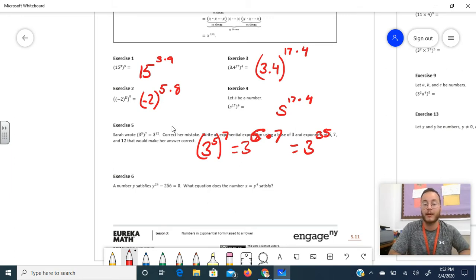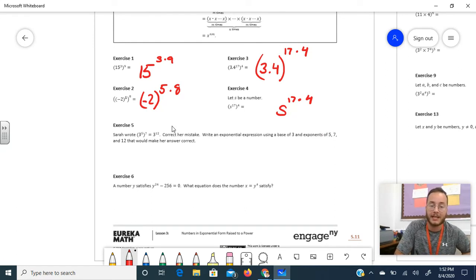So she didn't do that right, or she has the right answer to a different problem, sorry. It wants you to write an expression using a base of 3 and the exponents of 5, 7, and 12 that would make her answer correct. They don't want you to change her answer. They want you to keep her answer the same, but change the problem so that her answer makes sense.